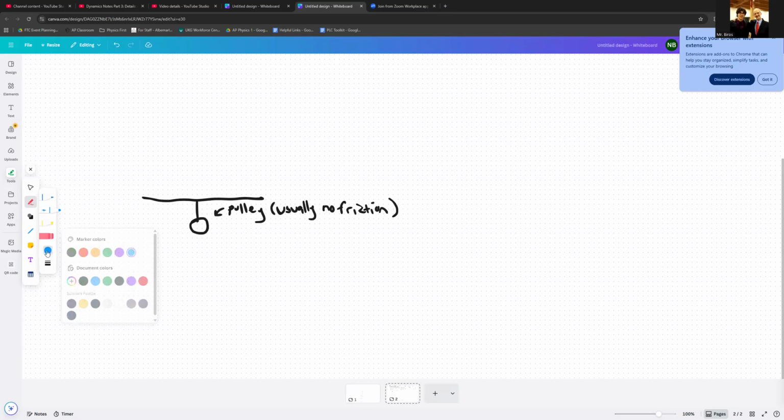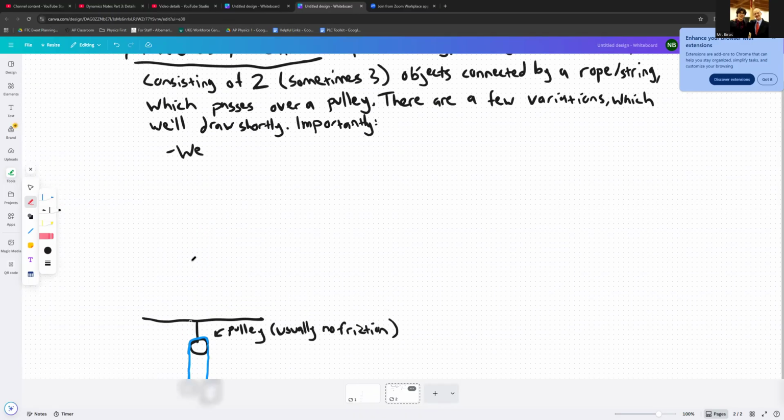We've got a rope that passes over it. I'm going to draw that in blue here. There's the rope going over the pulley. And we've got two objects attached to the rope. We'll draw those on the end here. One object here, object number two like that. All right. And then the first important thing that we're going to point out about these Atwood's machines is that we're going to define positive or negative directions.